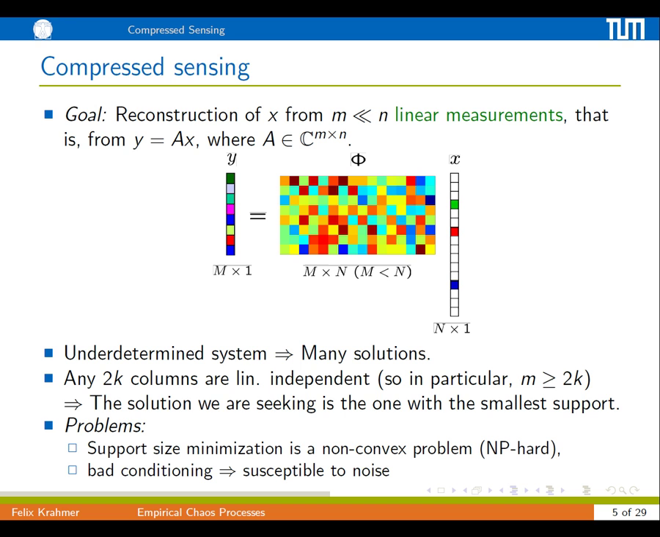Still, two problems are remaining. As I said, this is a toy example because of two reasons. First of all, I told you there is a unique solution, but that doesn't necessarily help us because we want to find that solution. And that, in general, if you don't have any additional assumptions, is NP-hard. And the problem is that we have bad conditioning.